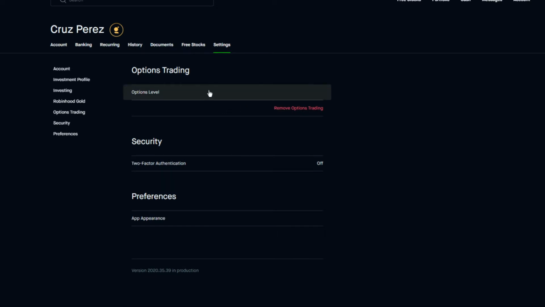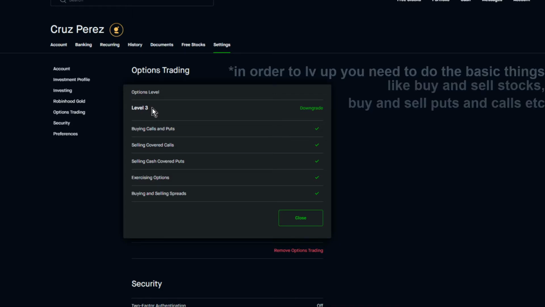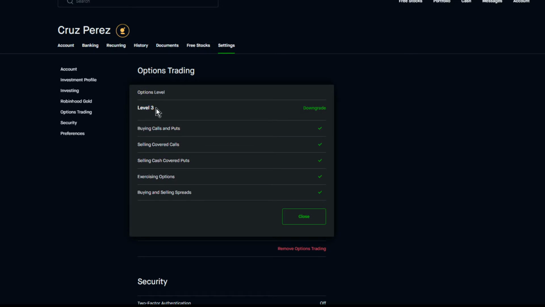Now, depending on what level you are, in order to do spreads, which is what I'm about to show you, you do have to have a level 3 account. Honestly, depending on how long you've had your Robinhood account for, or if you've already bought calls, bought puts, sold calls, then you might not have this yet. You might need to level up, but usually it just takes the basic things like buying stocks, selling stocks. Like I said, I'm not sure if that's what you require, but you do need a level 3 account. Once you do have a level 3 account, you can do spreads, which is what I'm about to show you right now.